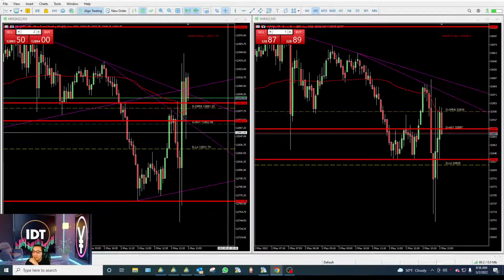I don't know what's going on. It looks like my price feed just froze. I am with AMP Global, and the candles are not moving. Let me take a look. Yeah, Forex. Okay, so it's a problem with AMP. The price feed stopped moving. Great.